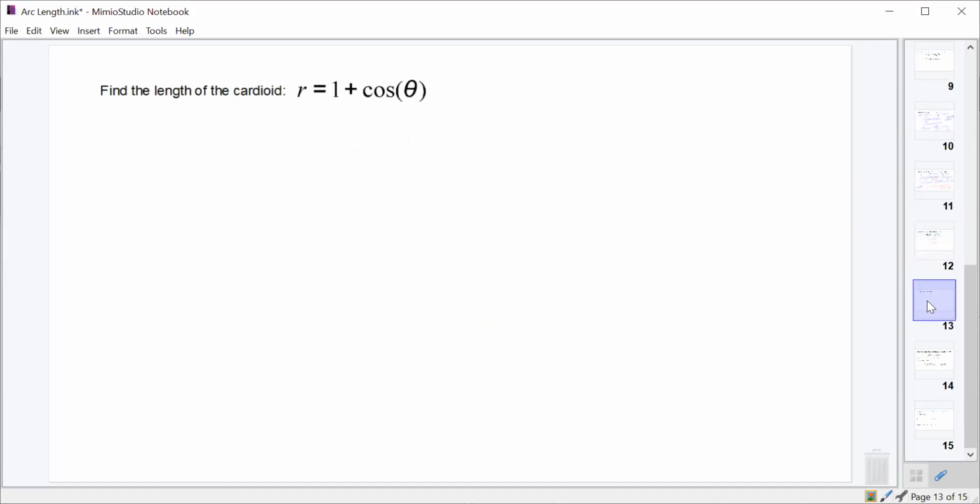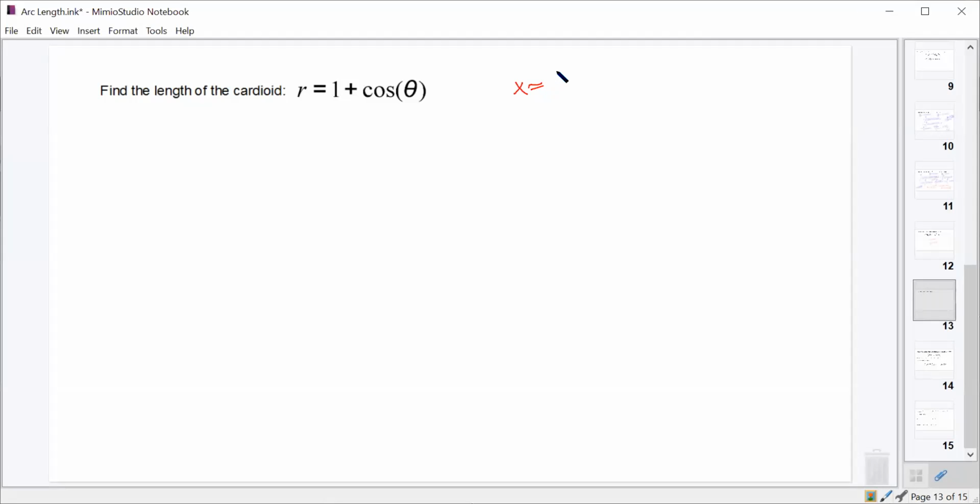So we'll just do one of these real quick. We're going to find the length of the cardioid r equals 1 plus cosine theta. I'll give you guys a second here. I want you to figure out the limits of integration, the value for x and what dx d theta is, and the value for y and what dy d theta is. Sound good? All right, you've got 2 minutes to find all those things. Ready, go.